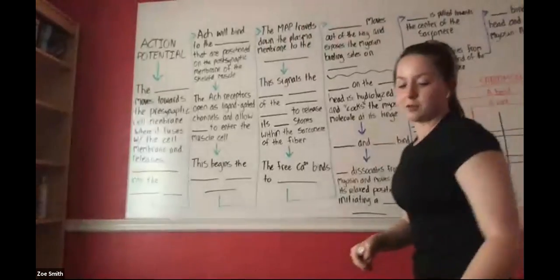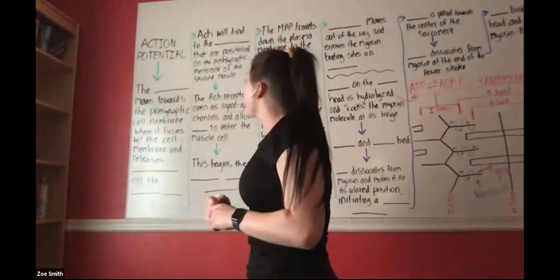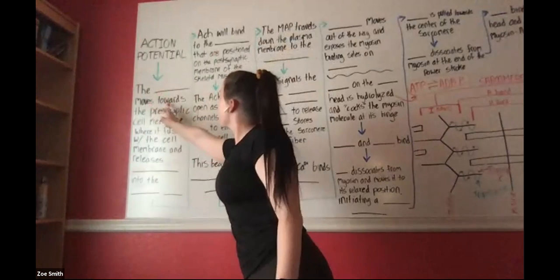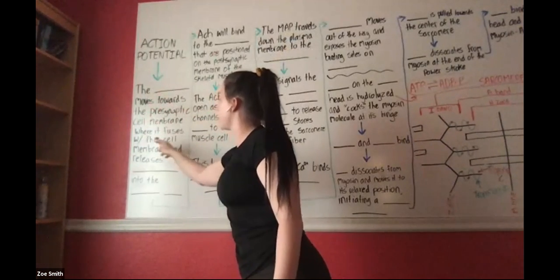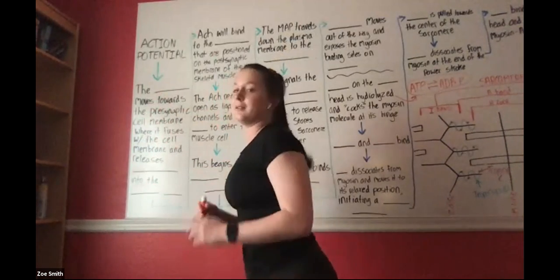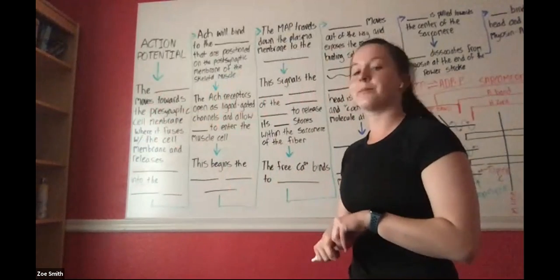So it starts with an action potential. This is excitation first. An action potential arrives, and then the blank moves towards the presynaptic cell membrane, where it fuses with the cell membrane and releases blank into the blank. I'll give you guys a second if you want to think about what it might be.